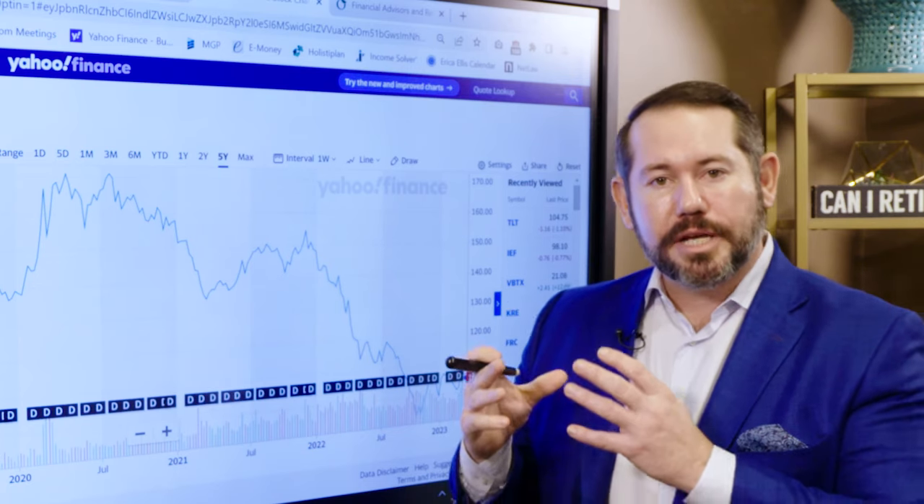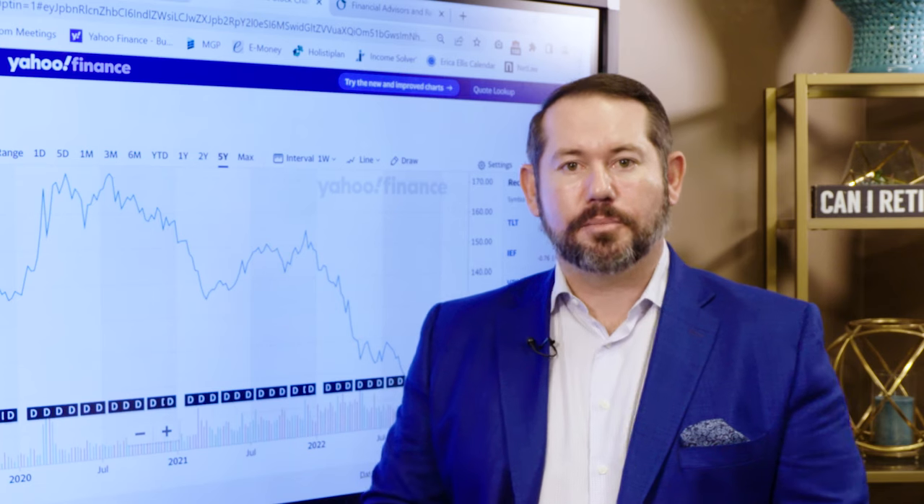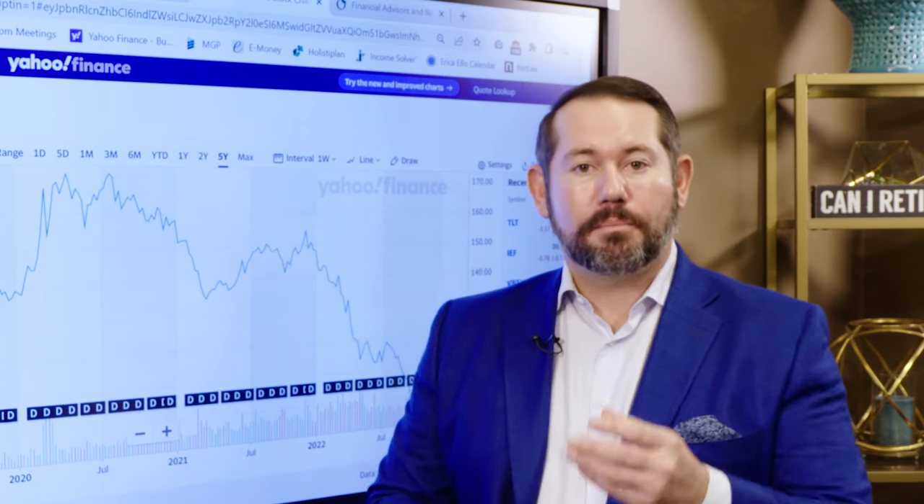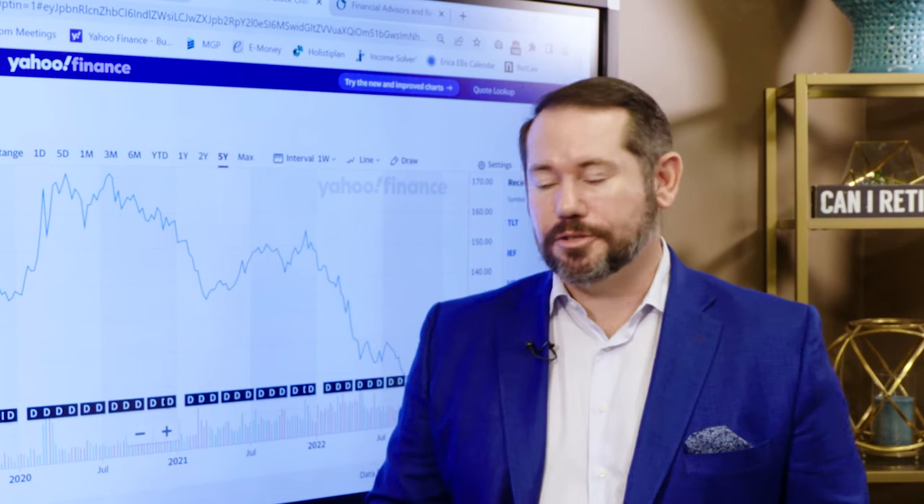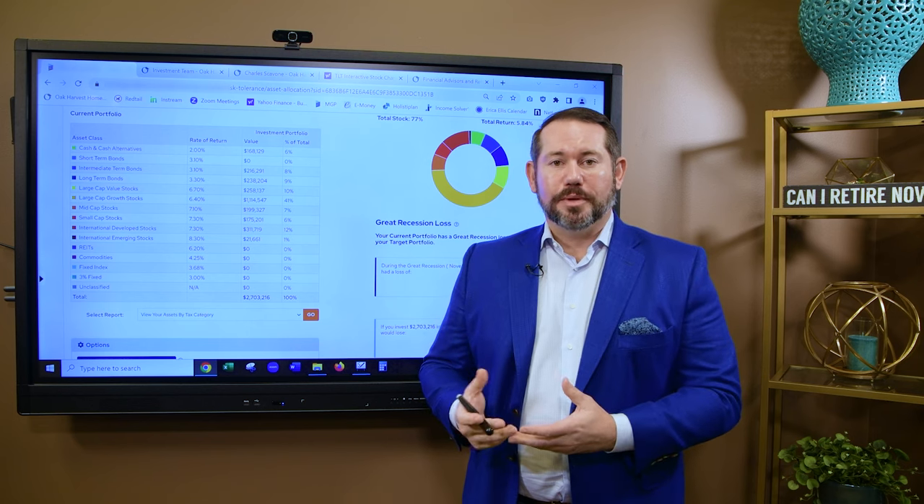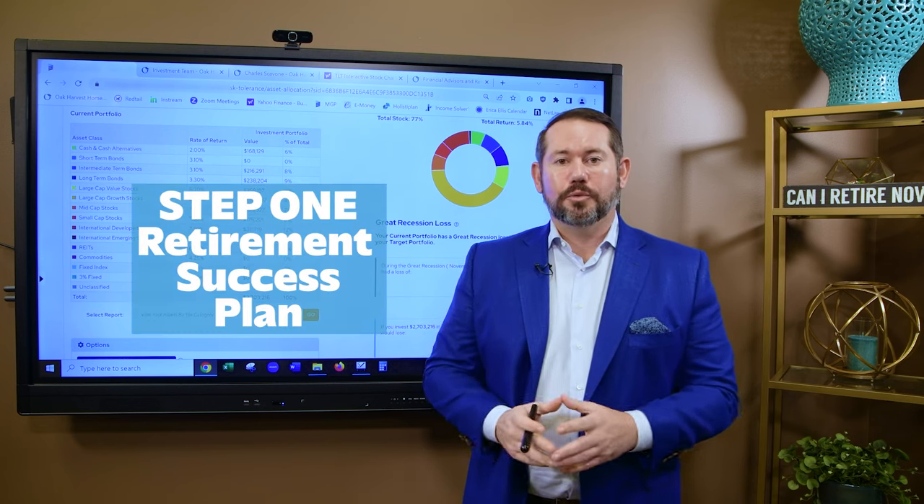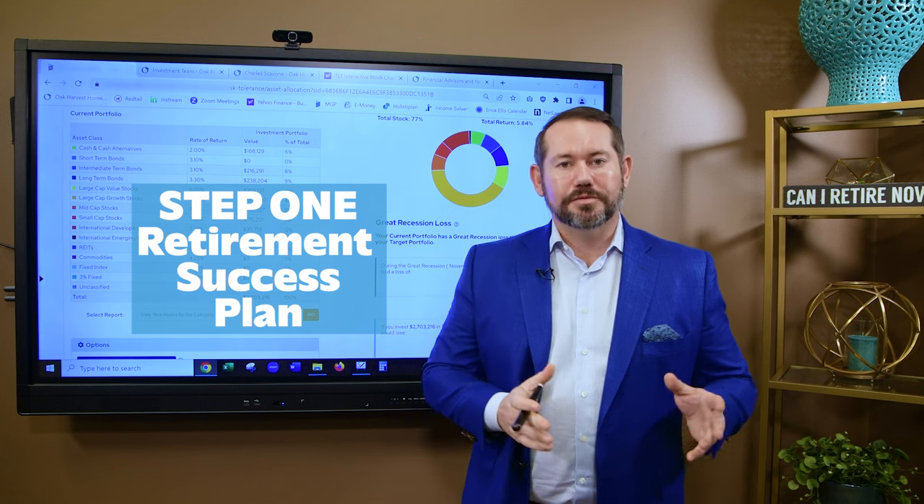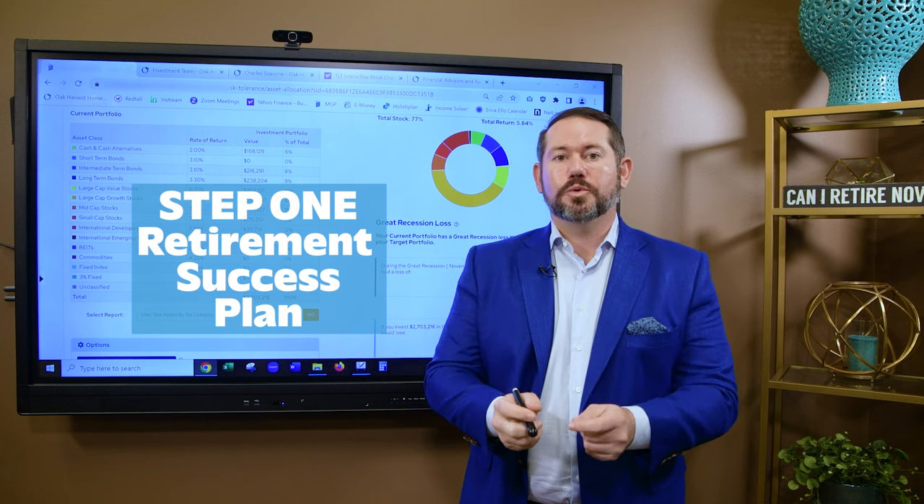It doesn't mean the bonds can't play a role in a portfolio, but just understand the risks in the interim and how they play a part in your overall investment allocation. So, a lot about investment management. All that is just step one of the retirement success plan process, but we have several other steps, and it's all about you and your goals.